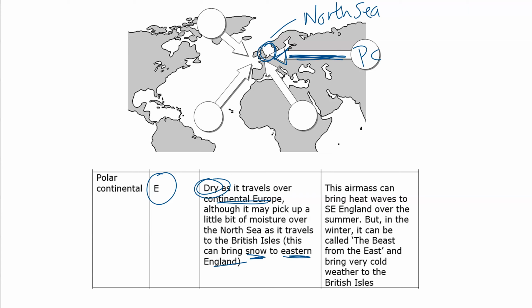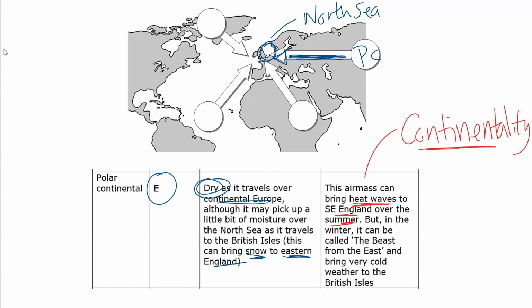Well, this is where it gets interesting, because this one has massive contrasts between summer and winter. If this comes in the summer, it can bring heat waves to southeast England. Now, this is all to do with that factor of continentality we saw in the last section. That the land heats up and cools down more quickly than the sea. Therefore, in the summer, the land gets very, very warm. You get these warm temperatures here, bringing the warm air towards the British Isles.